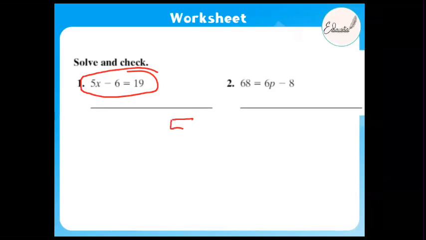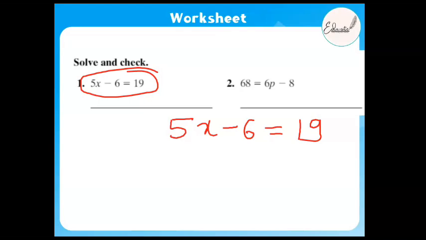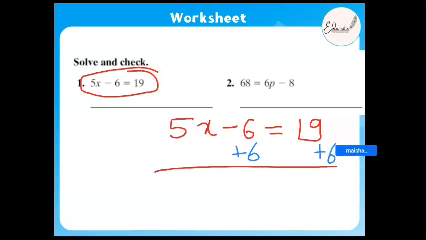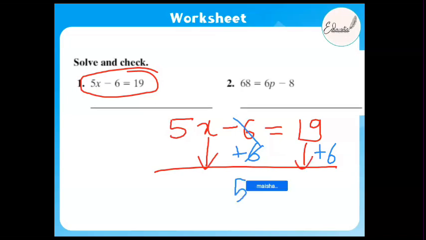Come on, Maisha. How will you solve this? I'll write the question for you. 5x minus 6 is equal to 19. How will you solve this? We want to take out 6, so we would add 6. Yes, excellent. And then that would cancel out. That would be 25. So 5x equals 25. Excellent. What is the second step you're going to follow here, beta?